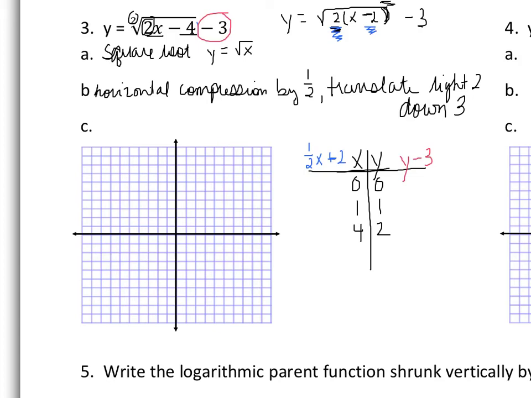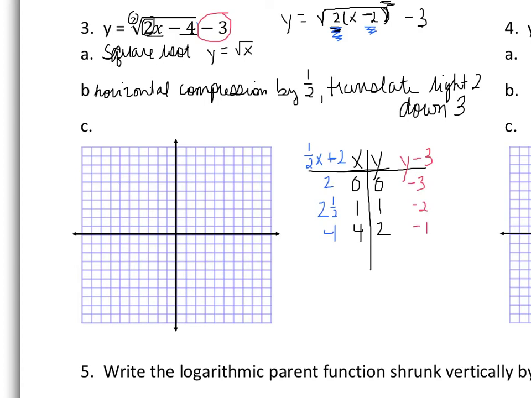Okay, so let's do that. Half of 0 is 0, and 0 plus 2 is 2. Half of 1 is a half, plus 2 is 2 and a half. And then half of 4 is 2. 2 plus 2 is 4. Okay, on the other side, take 0, subtract 3, you get -3. Take 1 minus 3, you get -2. 2 minus 3 is -1, and now let's graph it.